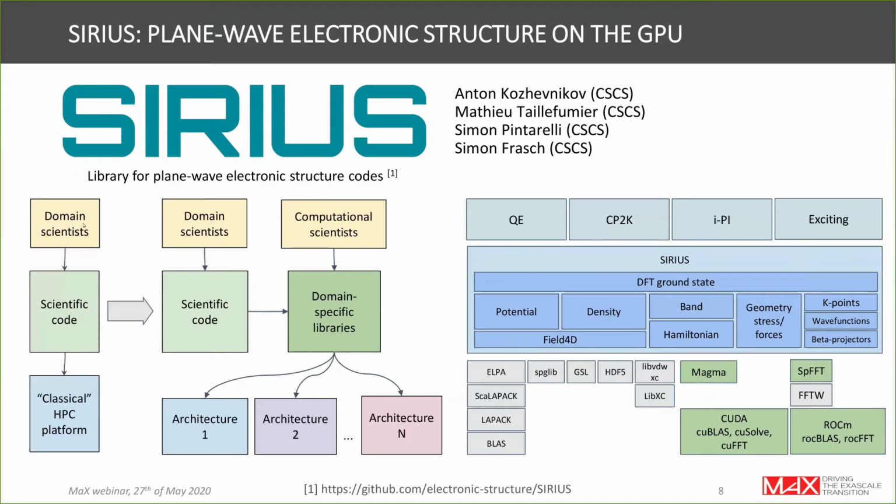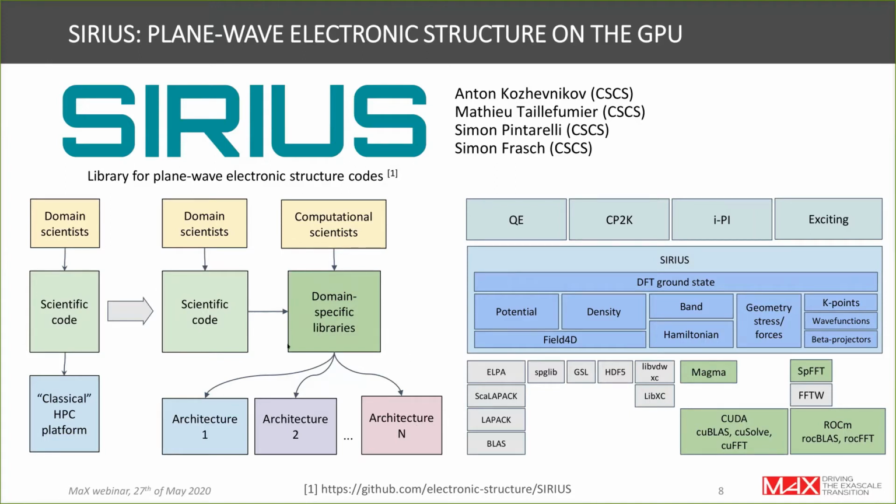On the left, we see a small schematic of how things used to be developed in the last few decades. We have domain scientists developing scientific code, which is then executed on classical HPC platforms. What SIRIUS tries to do is to separate these constraints and these requirements, to have domain scientists just focus on the scientific code, and then have computational scientists, experts, work on domain-specific libraries, really having to focus on the numerics, on efficiency, on performance, and making sure that this can run on any number of architectures.